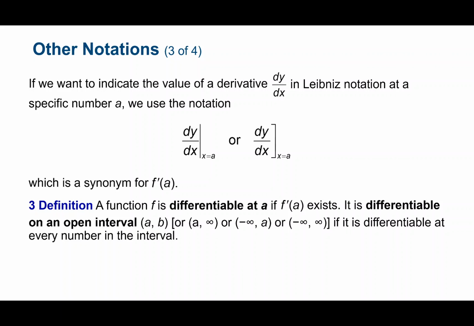Then we get a definition. It says we call a function differentiable at a, so differentiable at some number, if the derivative exists at that number. And then if our function is differentiable for every number in an interval, we can say the function is differentiable on the interval.